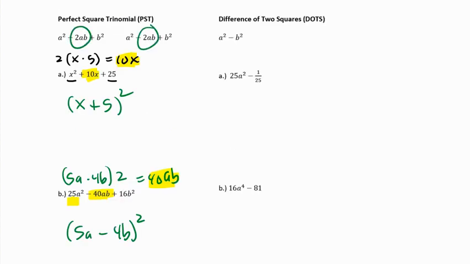Because the pattern is the middle term is 2 times the square roots. So if the middle term isn't 2 times square roots, it doesn't work. If I have the difference of 2 squares, that's going to factor to a plus b and a minus b. The square root's plus and the square root's minus.